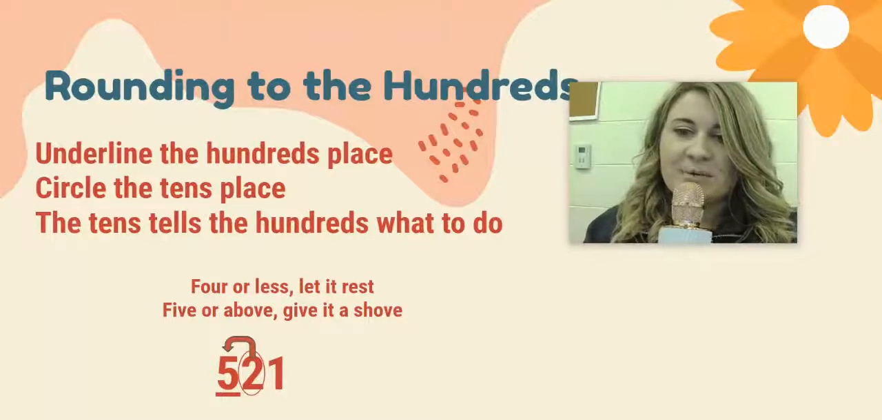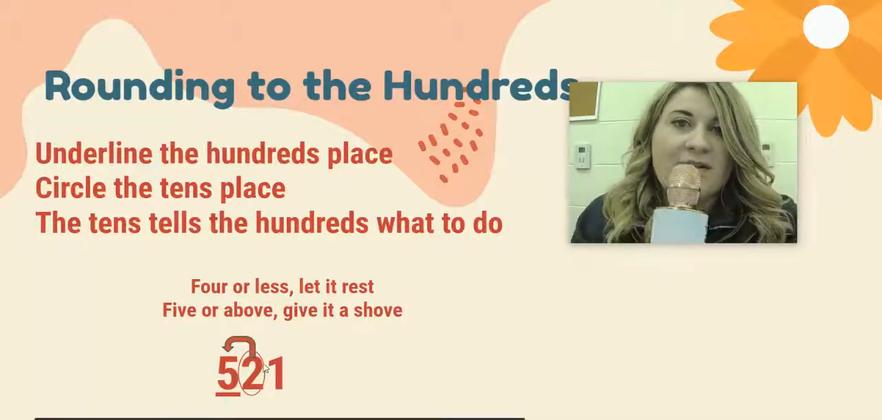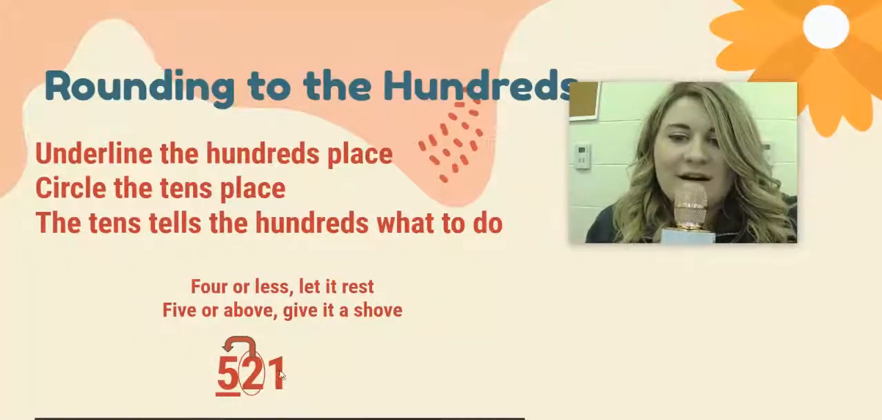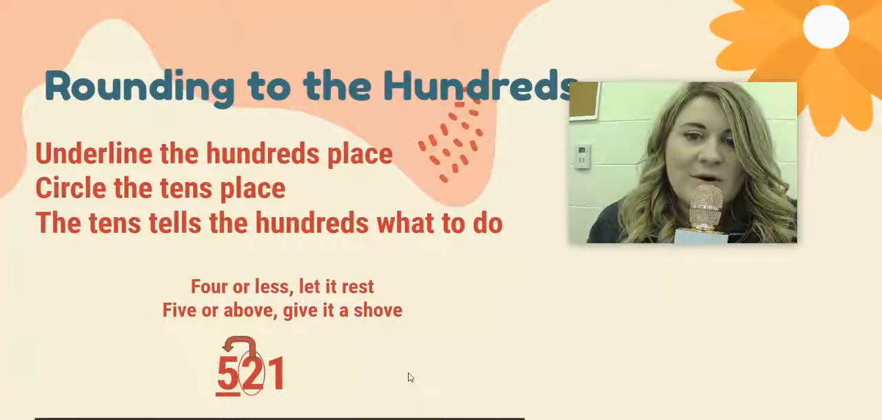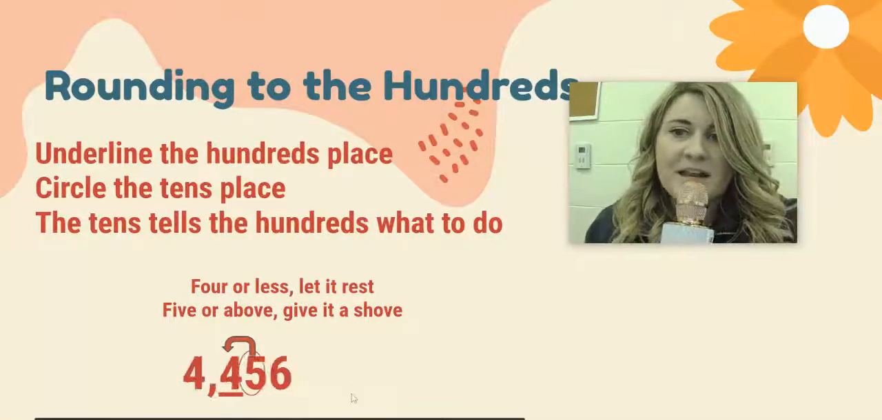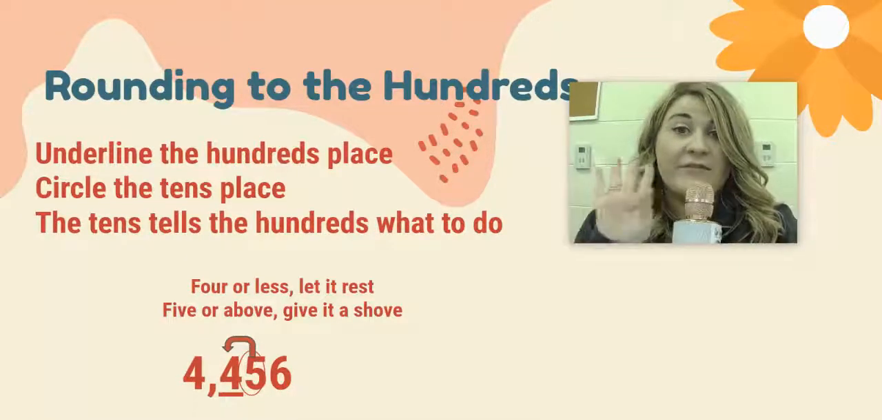So the 2 here is telling the 5 to rest or shove up. It's telling it to rest. Good. And remember, we're circling the BFF. The BFF is the number closest to it. So we are circling the tens place here. The 2 tells the 5 to rest. So our closest hundreds here is 500. 521 rounds to 500.